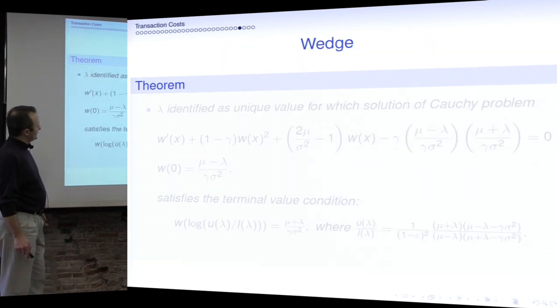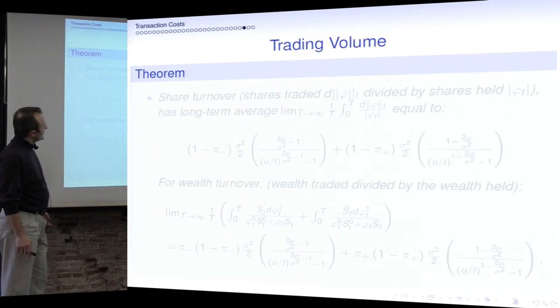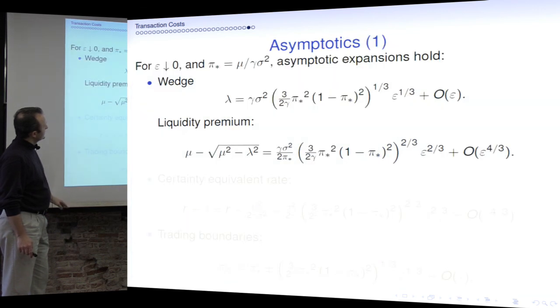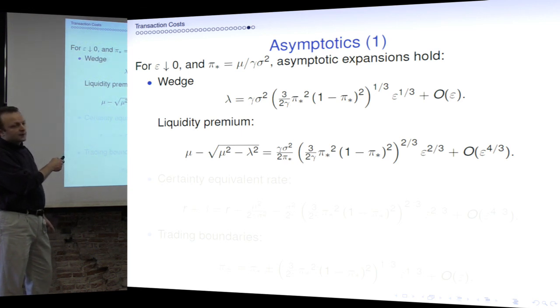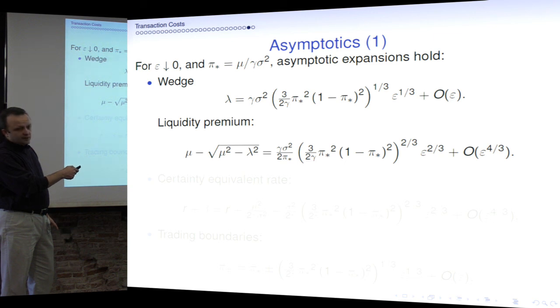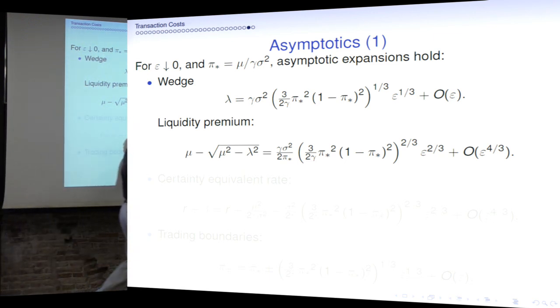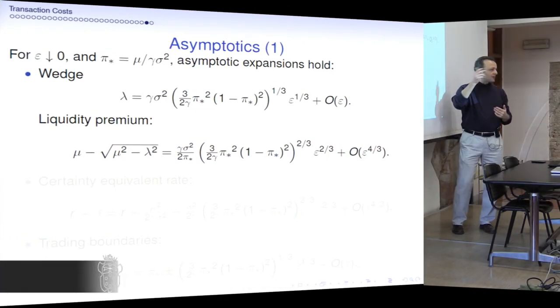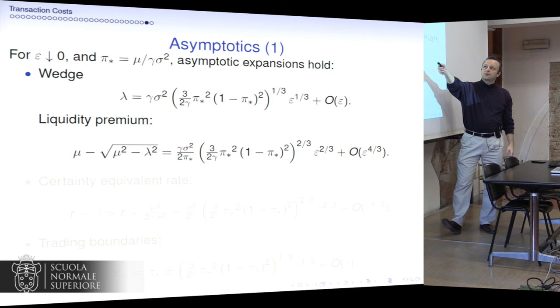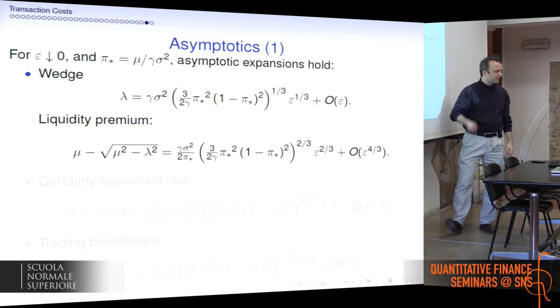So how bad is it? If you want to see how bad it is, you have to look at the expansion for lambda. And the expansion for lambda is of the order of epsilon to the 1/3, as I mentioned earlier, plus some other term, which is actually of order epsilon, not epsilon to the 2/3. So the next term is actually 0, which means that the first order approximation is even better than it should be.